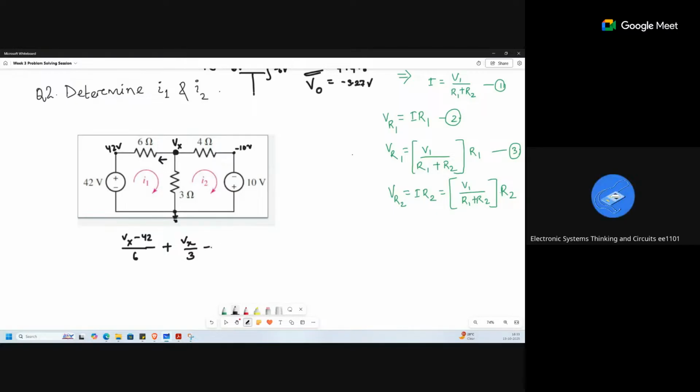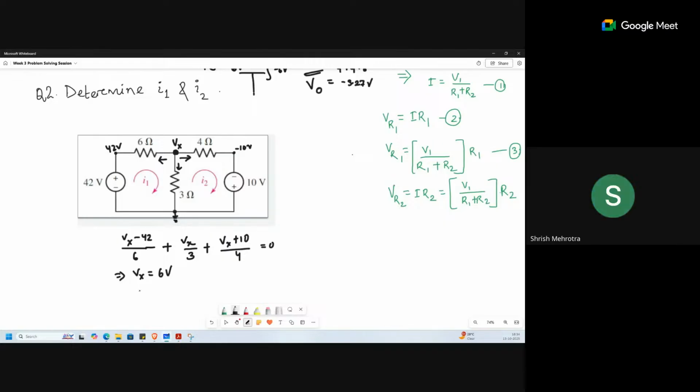Is this minus or plus? Plus, since Vx minus minus 10 means Vx plus 10, upon 4, equals 0. Good. Then from here you got Vx equals 6 volts. Good. Then next, after getting Vx, how did you find I1?